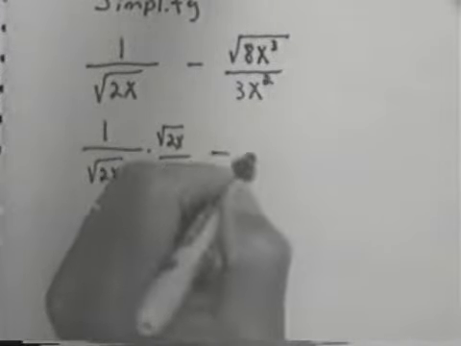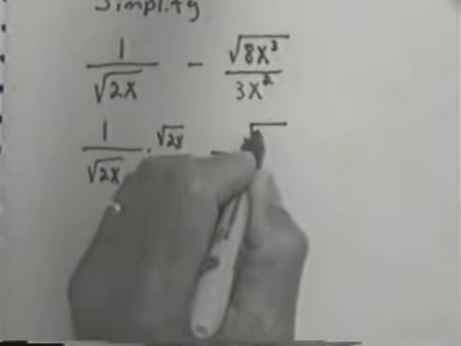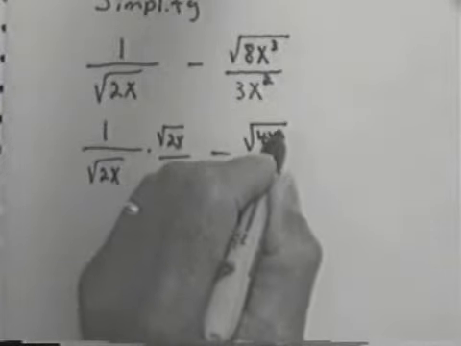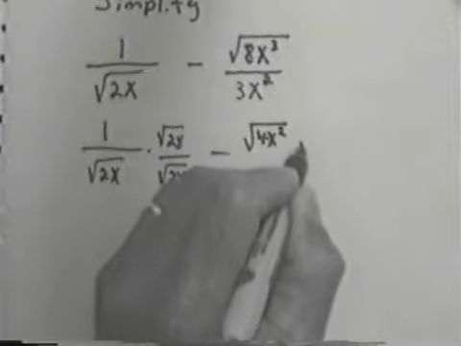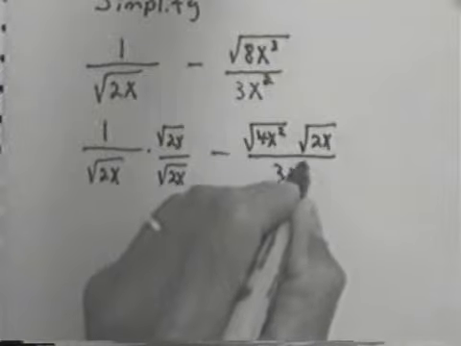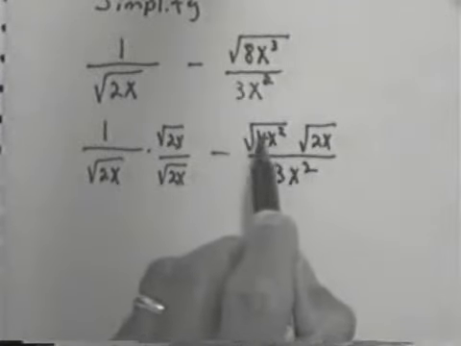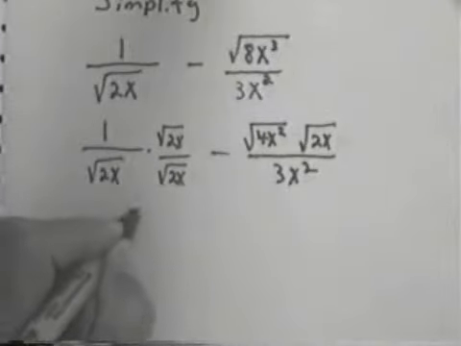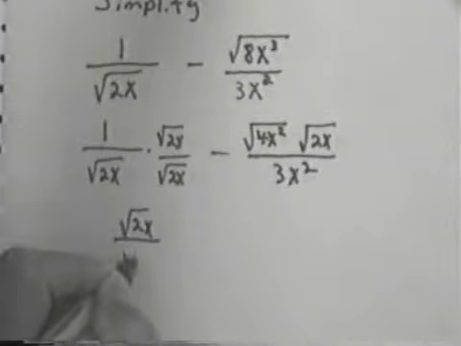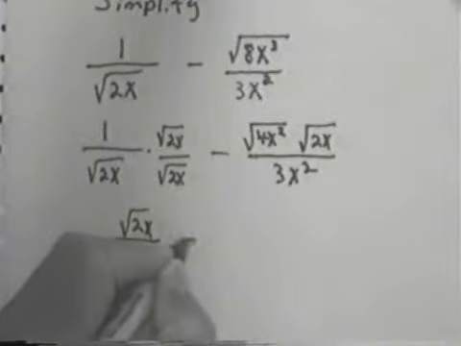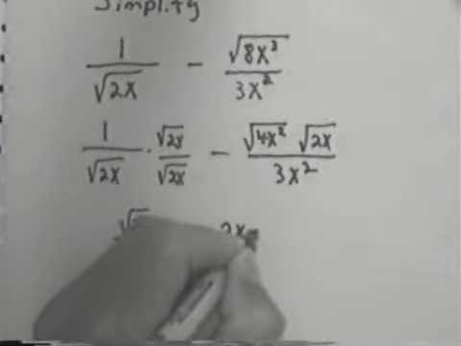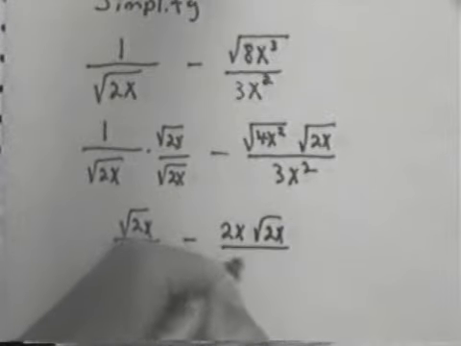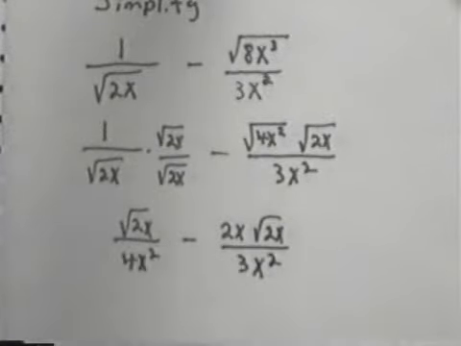Minus, okay, I'm going to break this one up into 4x squared times the square root of 2x. I'm left over 3x squared. I break it up into what is a perfect square and what's not. So this leaves me with the square root of 2x over 4x squared minus 2x times the square root of 2x over 3x squared. The square root of 4x squared is 2x.